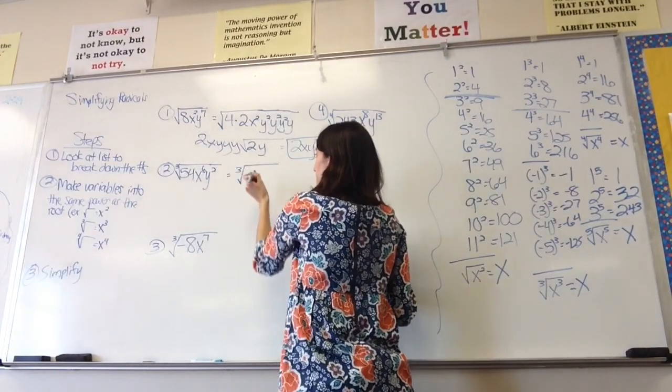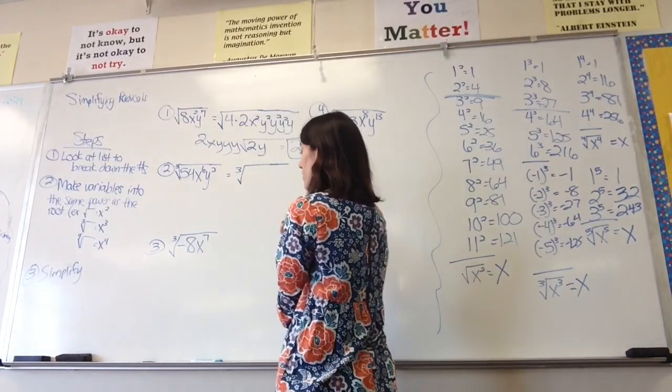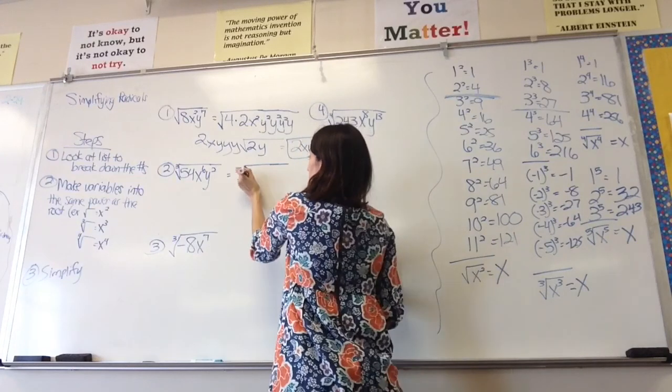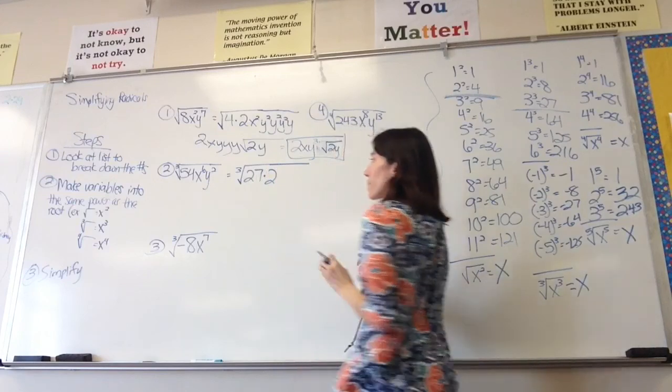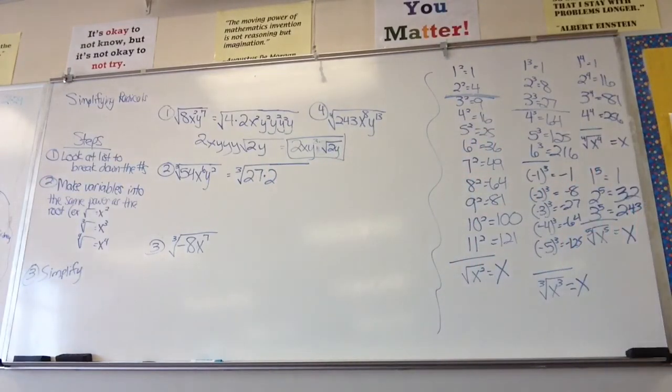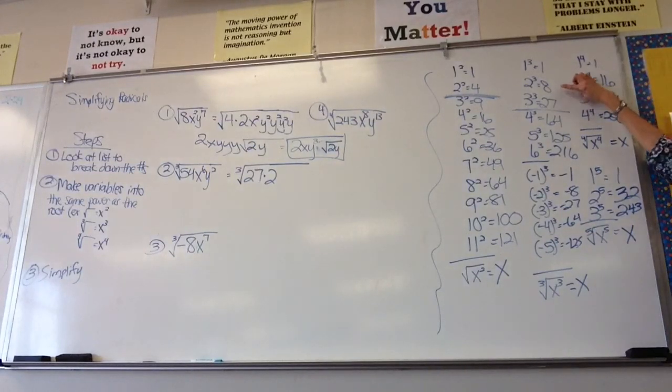Okay. So 54 is what times what? 27 times 2. Now remember, you can only use the ones from my list. That's it. These lists are the only ones you can use. Okay? Uh-oh, we're going to get tricky.